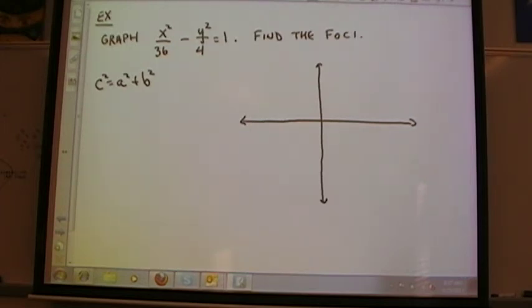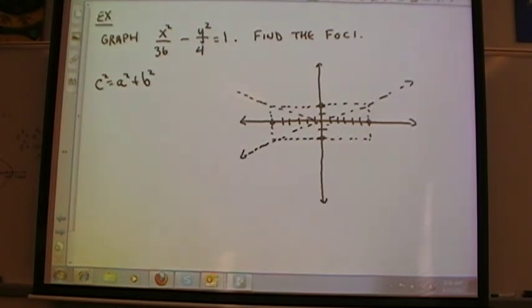Alright, so let's graph it quickly. What do I do on the x-axis? You go 6 units in both directions. What do I do on the y-axis? 2 units both directions. And draw your box. Draw your asymptotes. What's the equation of the asymptotes?